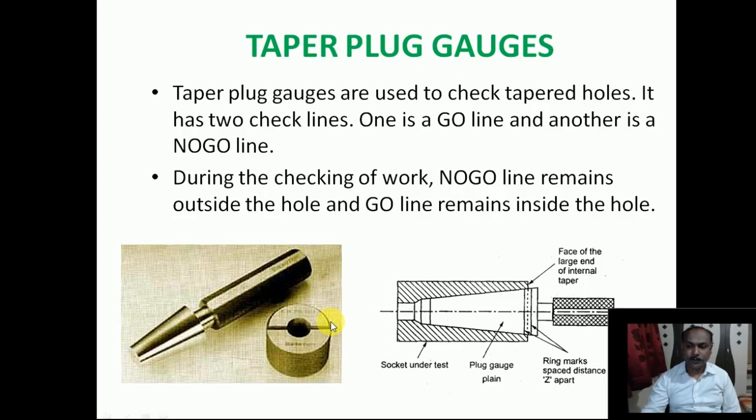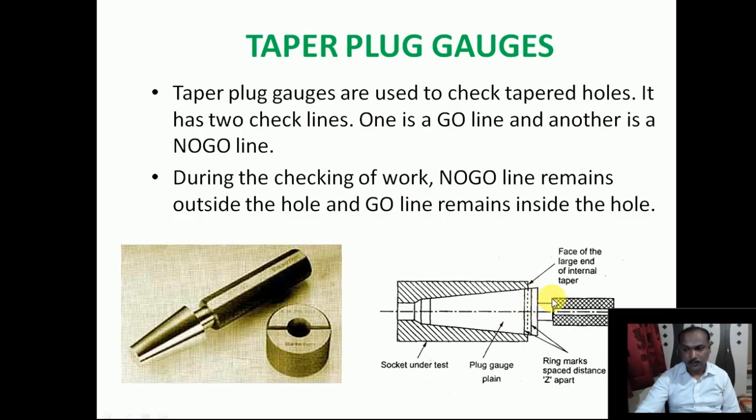If you want to check a taper hole, then in that case we use a taper plug gauge. In a taper plug gauge we don't have separate go and no go sides, because the go and no go are marked on the same taper plug gauge by two lines. One line is the go line, which should be inside the taper hole, and the no go line should be outside of the taper hole. If this condition is satisfied, then we accept that taper hole. Otherwise, if the no go side goes inside, we reject it.